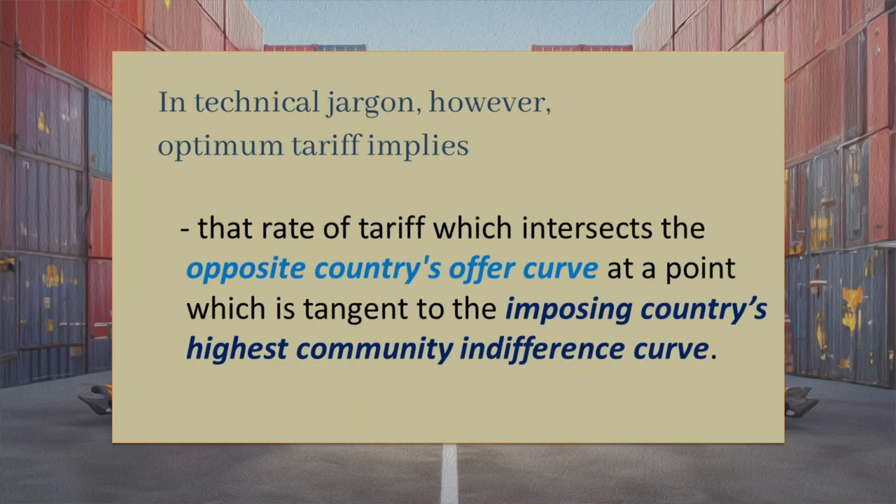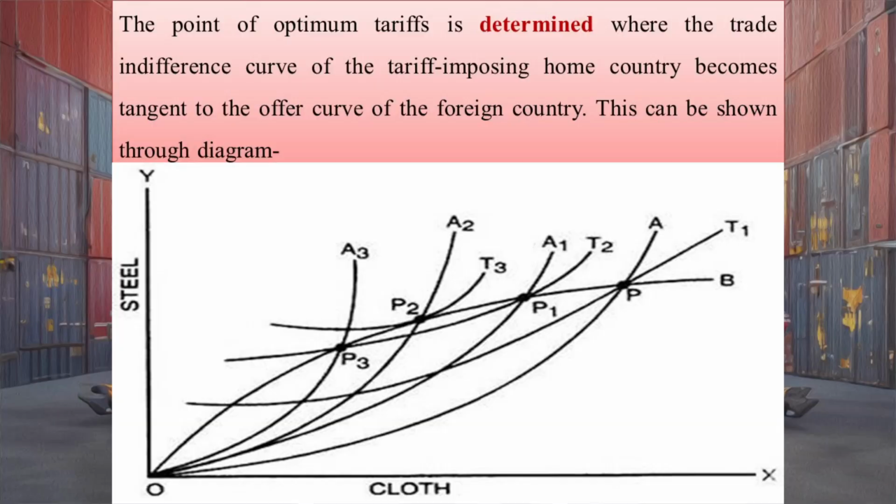In technical jargon, optimum tariff implies the rate of tariff which intersects the opposite country's offer curve at a point which is tangent to the imposing country's highest community indifference curve. So the concept of optimum tariff can be explained by taking the offer curve and the indifference curve of the country. Here we are going to determine the level of optimum tariff with the help of the offer curve and indifference curve. The point of optimum tariff is determined where the trade indifference curve of the tariff imposing home country becomes tangent to the offer curve of the foreign country. This can be shown through the following diagram.